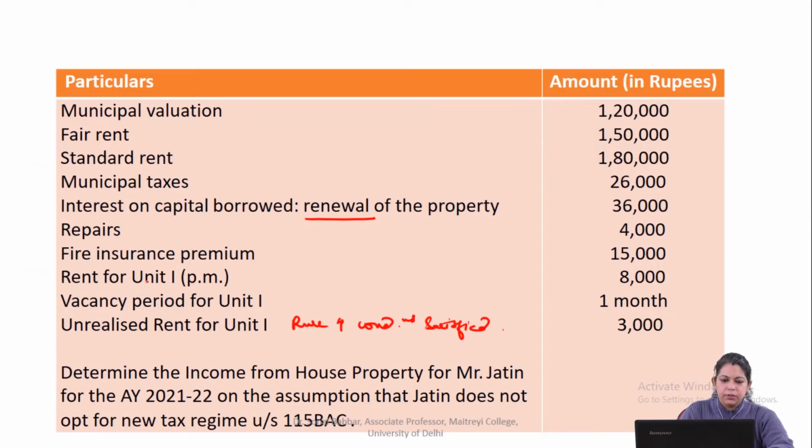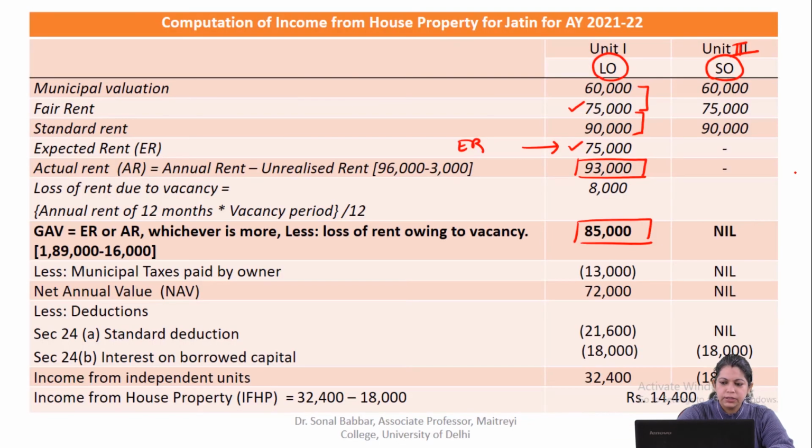Here we have municipal taxes of 26,000 rupees. This is for both units, let out and self-occupied. So for the let out unit, 13,000 is the amount. So we subtract 13,000 here. We get NAV, which is 72,000 rupees.